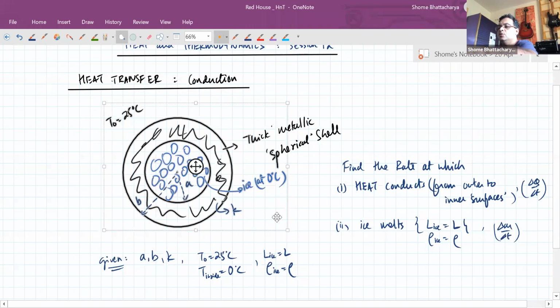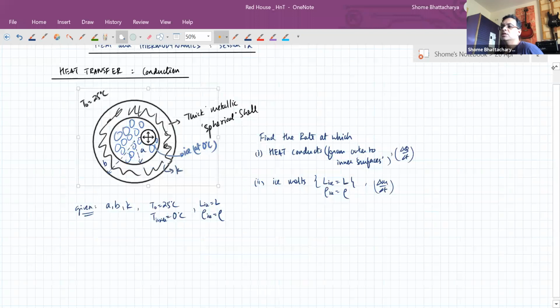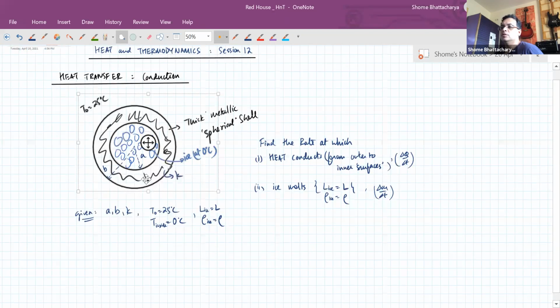So once it's radially inwards, you can understand that we cannot directly calculate the thermal resistance as L upon KA, because the cross-sectional area through which the heat is flowing is not uniform. So that is where the application of integration comes in.